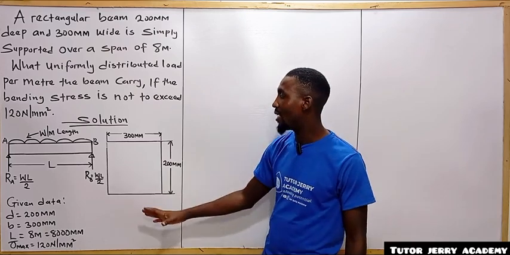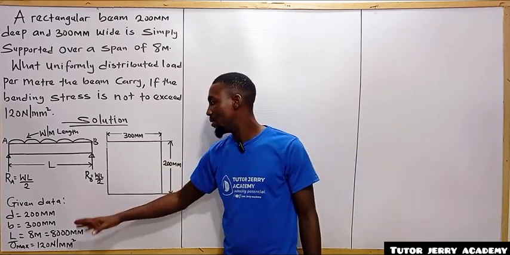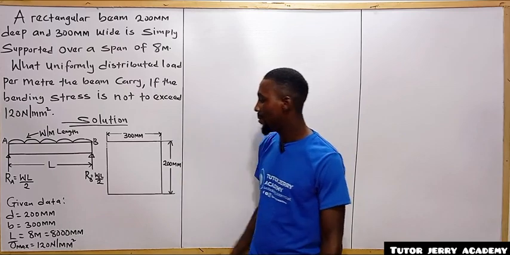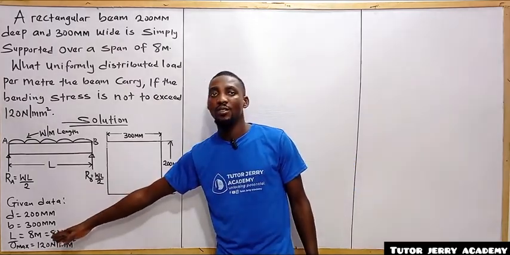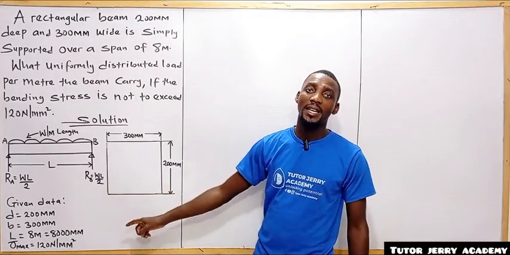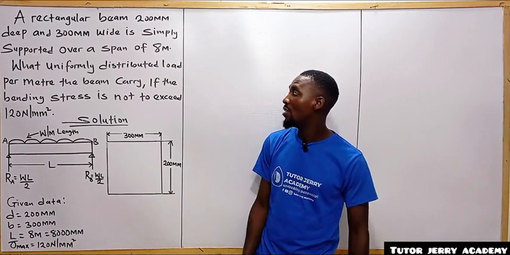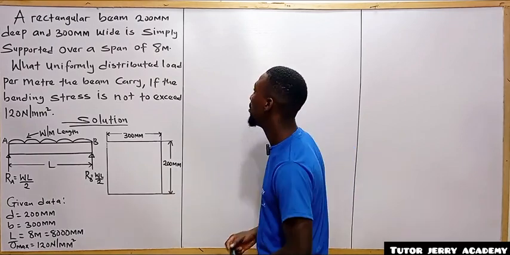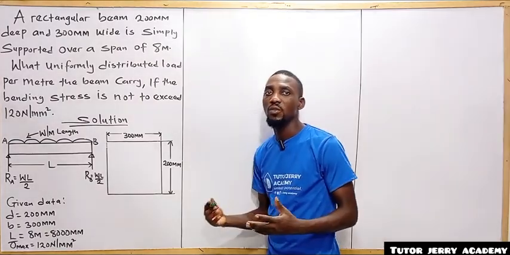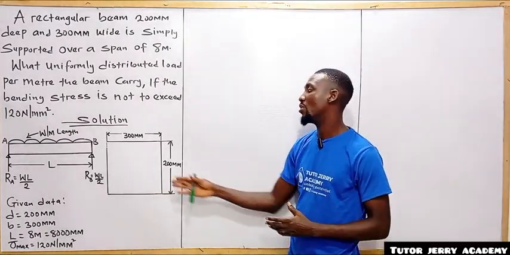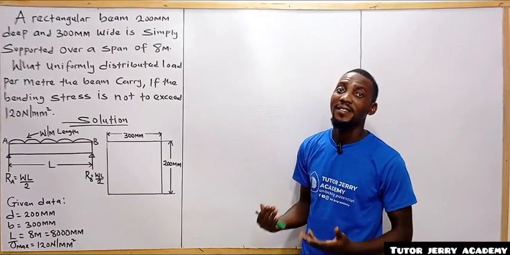So the given data here: we are given the depth and the base, which are in mm, and the length, which is in meters. We convert it to millimeters by multiplying by 1000. And then we are given the maximum stress. So for us to solve this question, the first thing we are going to do is to solve for the sectional modulus of this rectangular section.